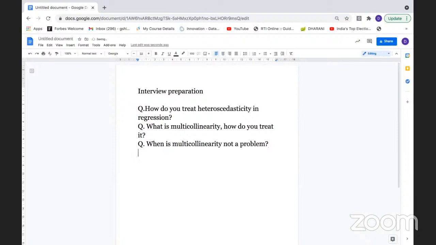When you use that term, VIF, while answering this question, definitely the next follow-up question would be when and why you use this VIF. Let me write it down.